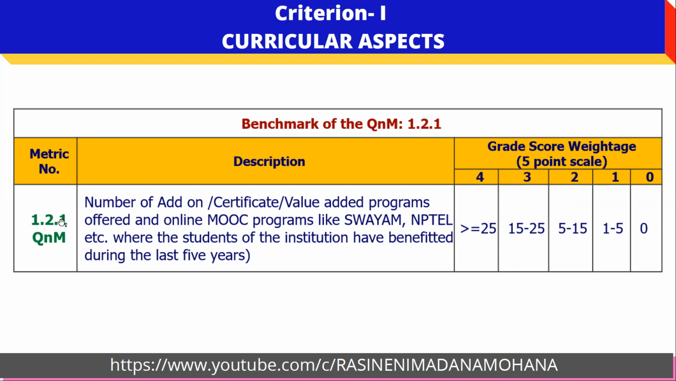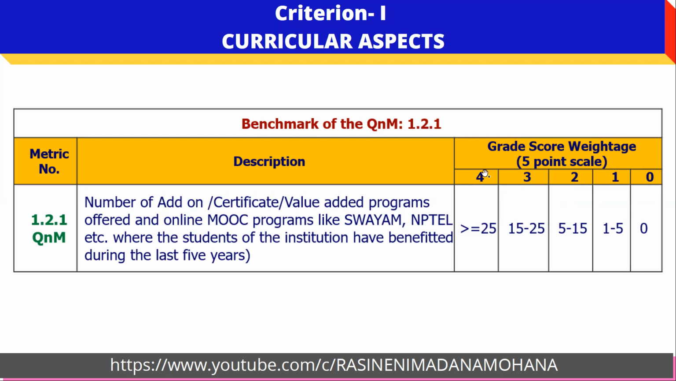Now you can see, for 1.2.1, number of add-on certificate courses. Suppose your total number of courses, cumulating all the 5 years, unique courses, is greater than or equal to 25. Then you will get the full grade point 4. Then your score, the weightage being 15 for this metric, 15 into 4, 60 you will get.